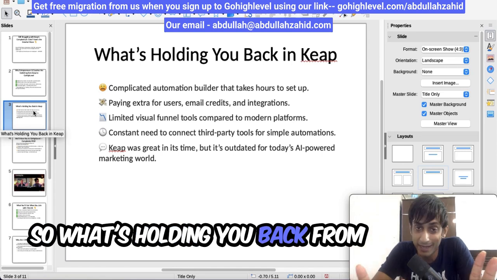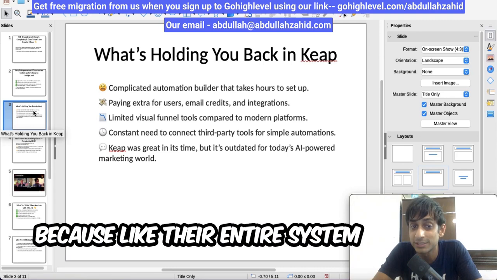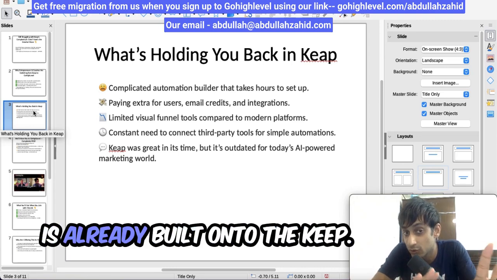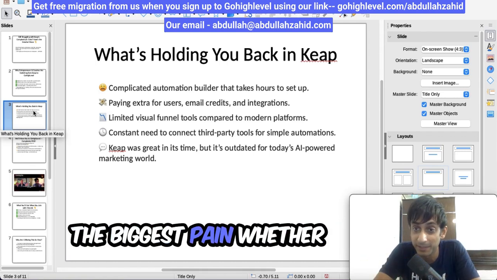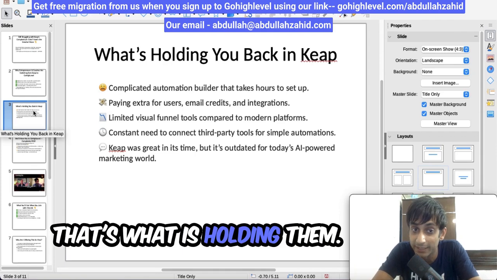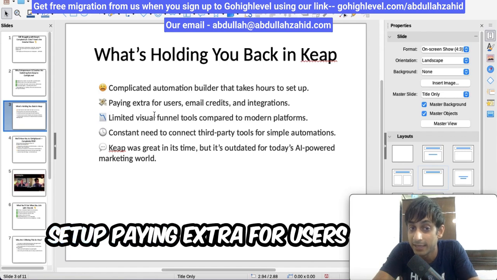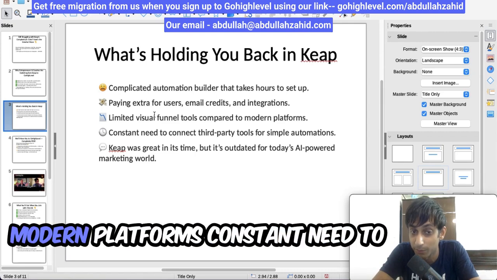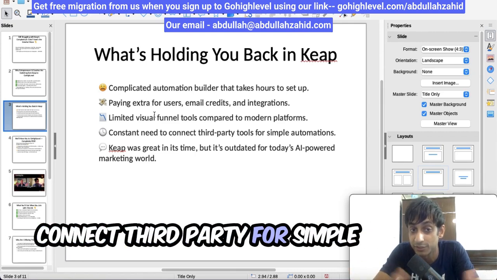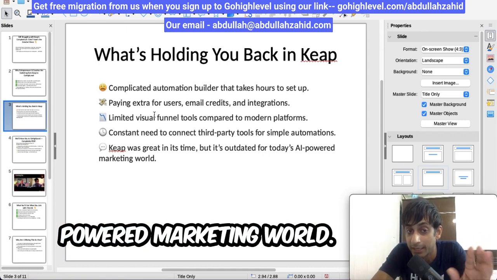So what's holding you back from leaving Keap, and what's holding a lot of people back? Their entire system is already built on Keap. Migration is the biggest pain. Whether they will be able to do that, that's what is holding them. Apart from that, there's the complicated automation builder that takes hours to set up, paying extra for users, email credits, and integrations, limited visual funnel tools compared to modern platforms, and the constant need to connect third parties for simple things. Keap was great in its time, but it's outdated for today's AI-powered marketing world.